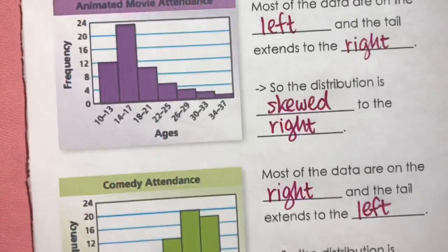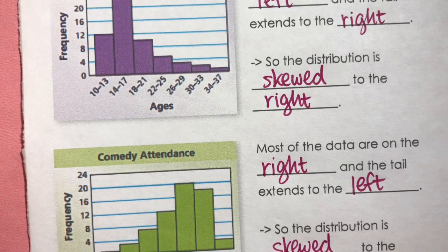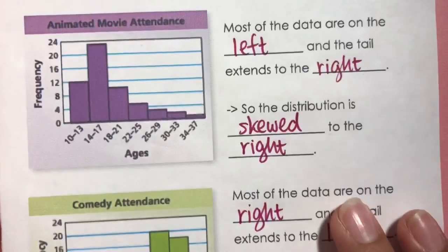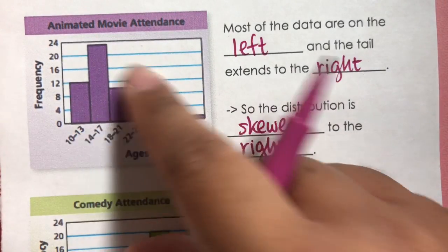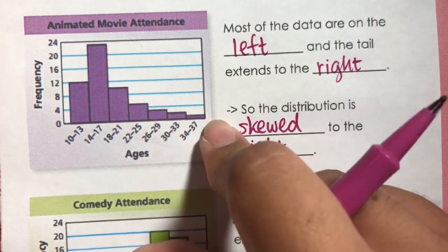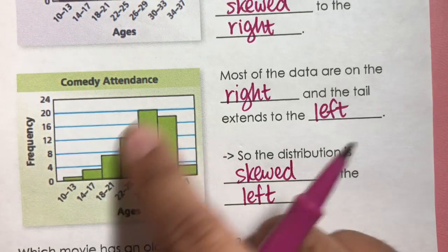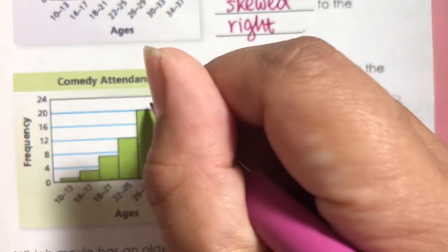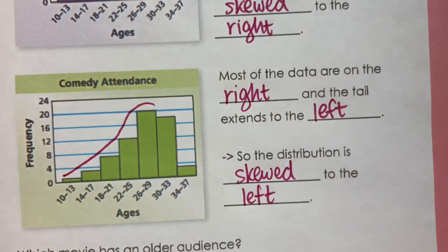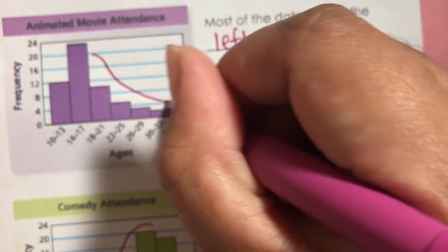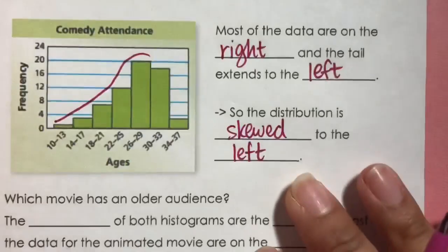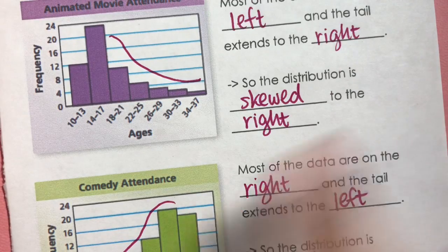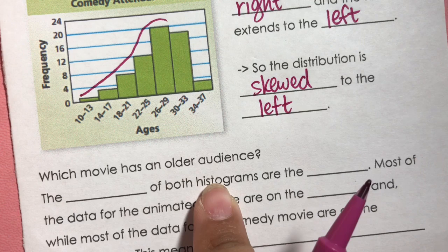Okay, so we're looking at both of these. If we look at both of these histograms, we can see that they're opposites of each other. This one has more data on the left, and it is skewed to the right, and this one has more data on the right, and it's skewed to the left, because the tail is going to the left, and the tail here is going to the right. Okay, so now that we know where it's skewed to, we can check which movie has an older audience.